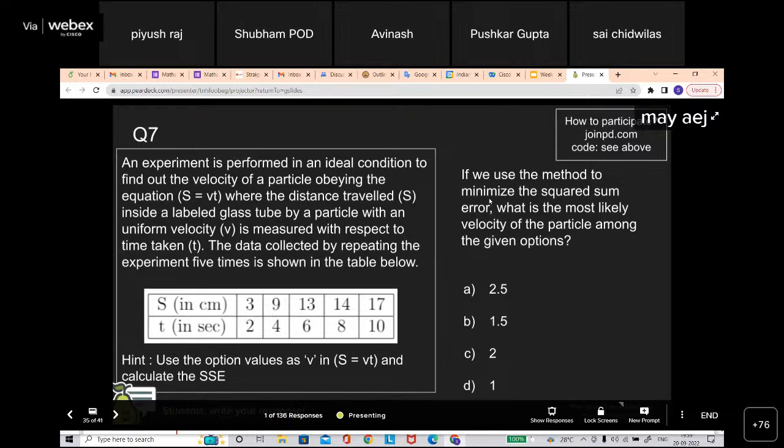Your voice is not clear. to Your voice is breaking. minimize Voice. the squares squared sum error, most likely velocity of the particle.